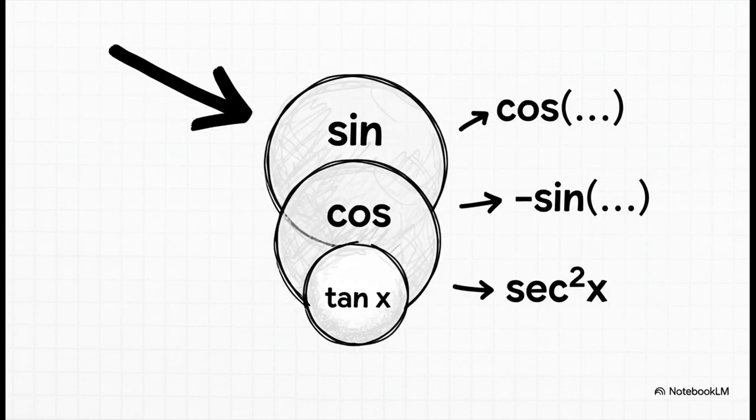And what's really cool is that the chain can have more than two links. Here we've got a function inside a function, which is inside another function. But the process is exactly the same. You just work from the very outside in, taking the derivative of each layer one by one and multiplying them all together as you go.